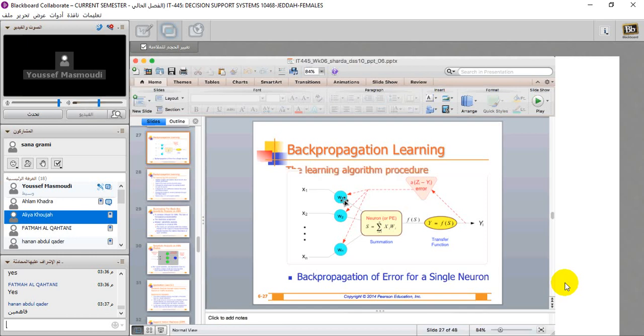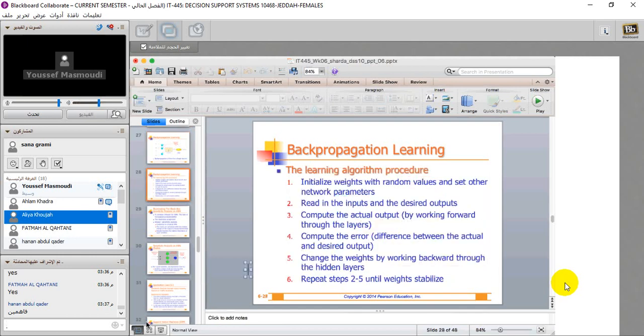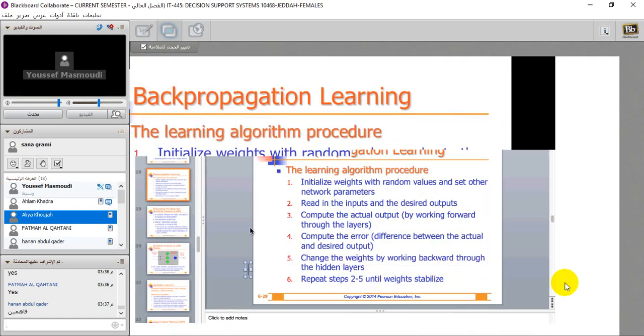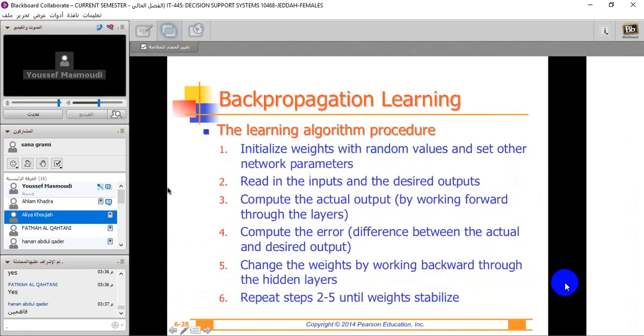Okay, it's clear now. Let's go ahead. I think I will pass now to another algorithm, backpropagation learning, which is another type of artificial neural network. The learning algorithm procedure initializes weights with random values and sets other network parameters. Then read in the inputs and the desired outputs.